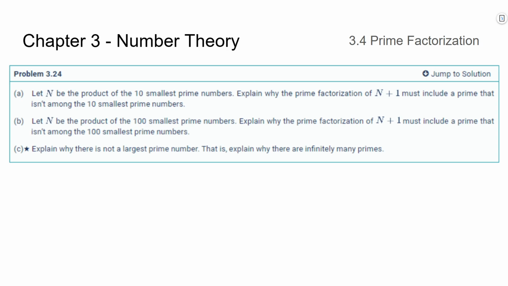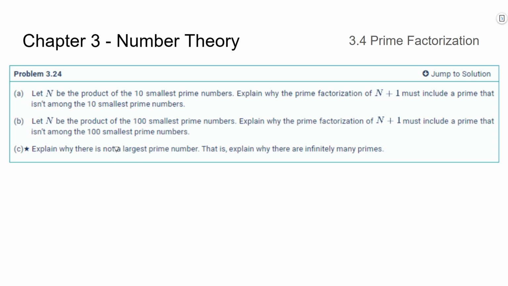Okay, this one's a little bit tricky also, but let's see if we can figure this out. So let n be the product of the 10 smallest prime numbers. Explain why the prime factorization of n plus 1 must include a prime that is not among the 10 smallest prime numbers. All right, let's do this one first, and then we'll move on to B and C.